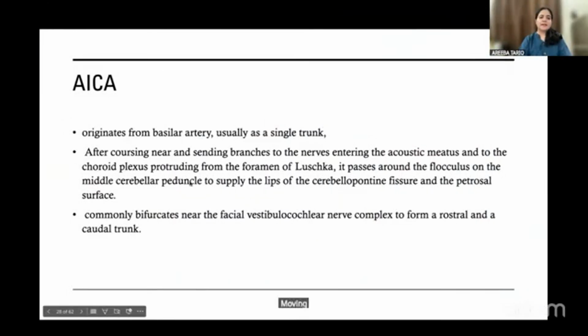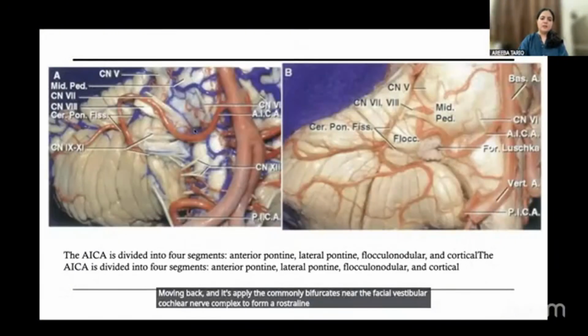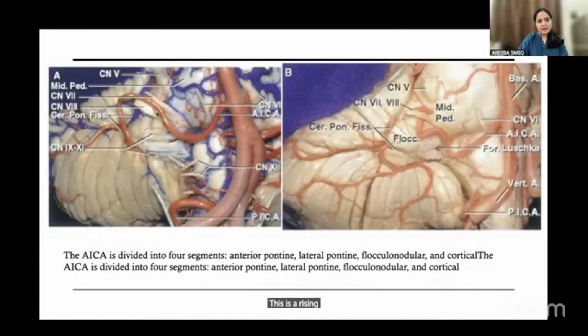Moving back, it commonly bifurcates near the facial-vestibulocochlear nerve complex to form a rostral and caudal trunk. Now, this is an oblique view. Again, we are seeing the 2 vertebral arteries joining together to form the basilar artery, and we can see this AICA. This is arising as a common trunk, as a single trunk, and it is moving towards the middle complex.